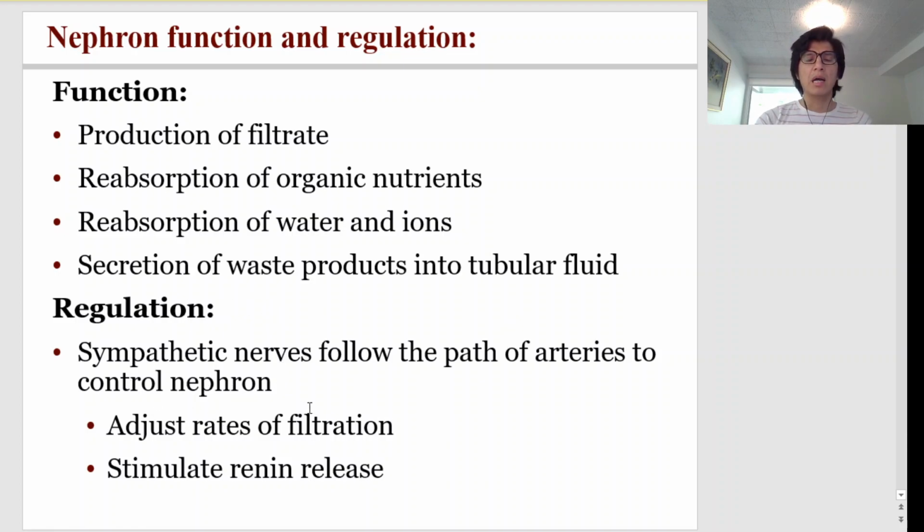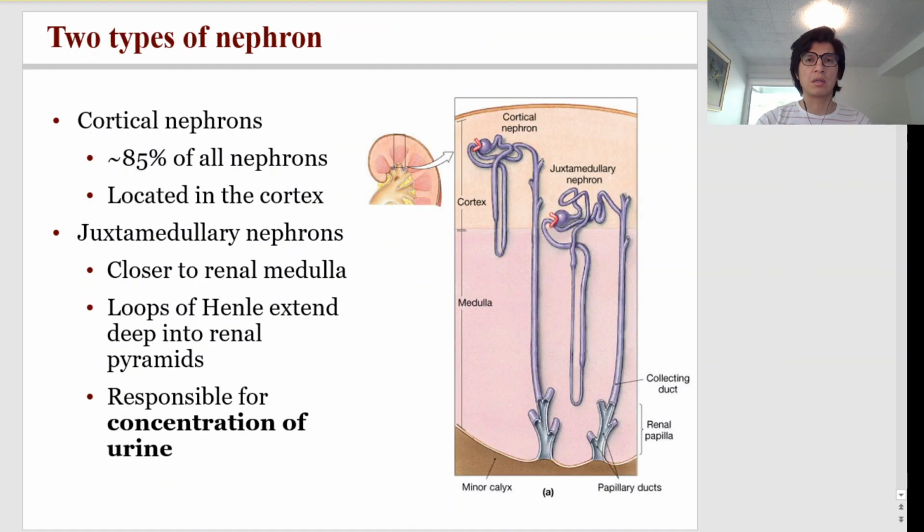Regulation: you have regulation at the hormonal level, and you have autoregulation as well. Some examples of hormone regulation: you have antidiuretic hormone, you have the renin-angiotensin system, and you have aldosterone having an effect on the regulation of filtration within the kidney.